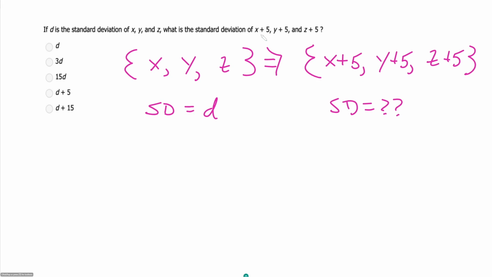And so standard deviation is a measure of spread. It is how far, on average, a set of numbers is from the mean. And so if you are adding the same amount to every number in the set, think about what will happen. All three numbers are still going to be the same distance apart, and therefore the spread of the numbers should remain the same.